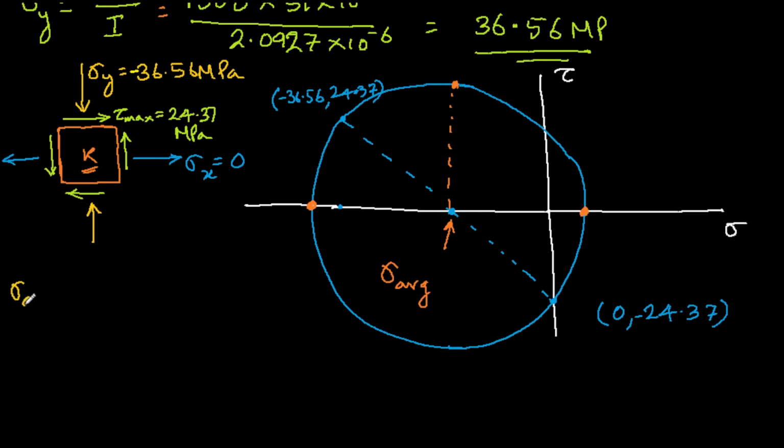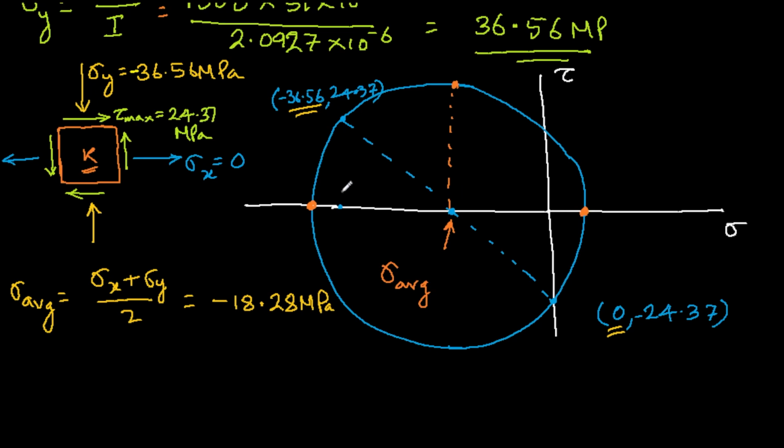So sigma average will be sigma x plus sigma y over 2. So that's this and this. Fine. That will come out to be minus 18.28 megapascal. You calculate, it will come out to be this. So this is that point.